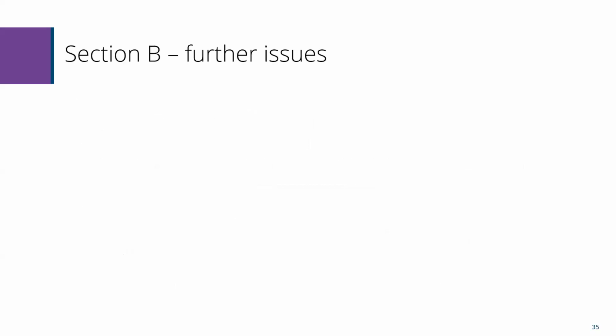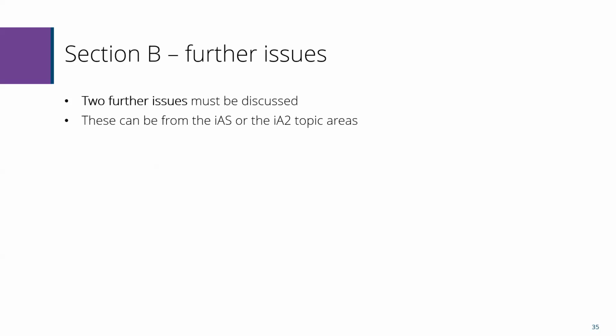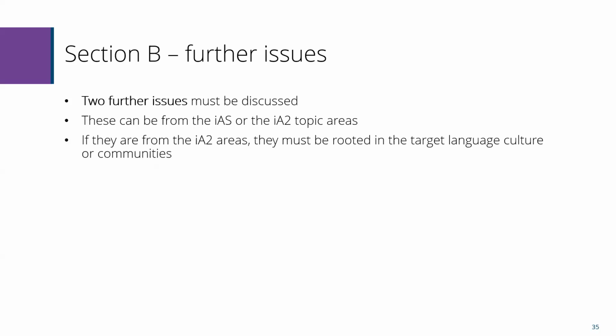Then in section B, we need to move on to further issues. So 2 further issues must be discussed. These can come from the IAS or the IA2 topic areas. As I mentioned, if they're from the IA2 areas, they must be rooted in the target language, culture, or communities. Each issue should ideally be discussed for about 4 minutes.